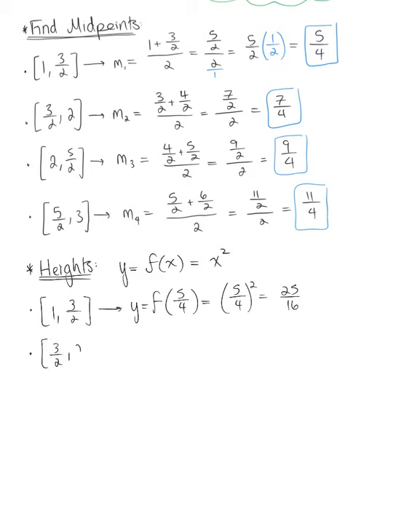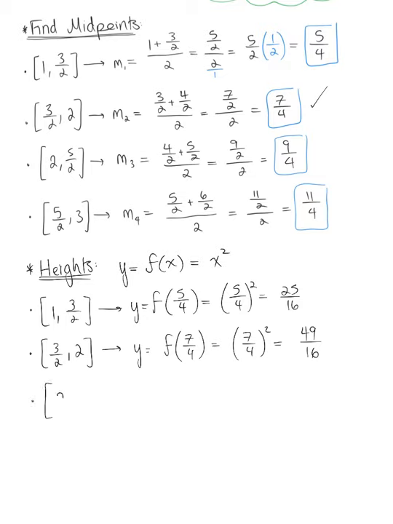So we have 3 halves to 2 is our second subinterval. So I have y is equal to f of the second midpoint, which is 7/4. And we're squaring this. Right? So we have 7/4 squared. So it's 49/16.